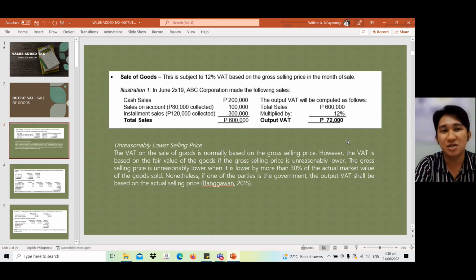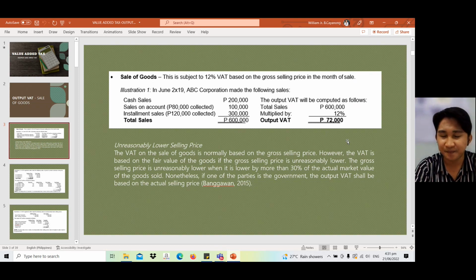So we have here another information for unreasonably lower selling price. There are times kasi that the establishment will be giving a lower selling price below its market value. Now, the VAT on sale of goods is normally based on the gross selling price. However, the VAT is based on the fair value of the goods if the gross selling price is unreasonably lower. So we have here a ruling. VAT will be based on the fair value of the goods kapag ang gross selling price natin is lower, unreasonably lower daw po.